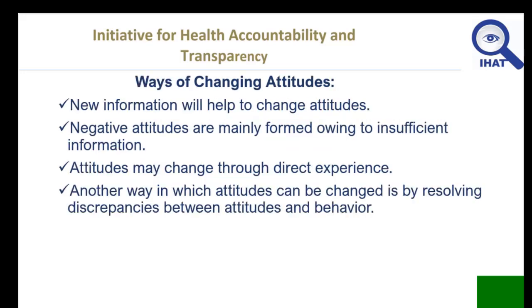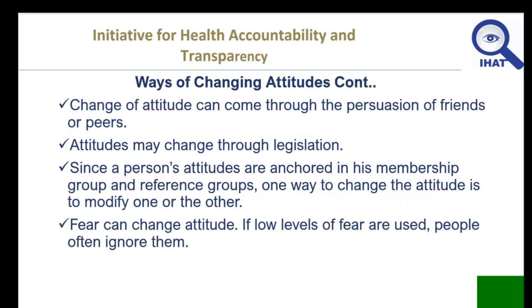Now, what are the ways of changing attitudes? Information is very important. New information will help to change attitudes. Negative attitudes are mainly formed owing to insufficient information. Attitude may change through direct experience. Another way in which attitudes can be changed is by resolving discrepancies between attitudes and behavior. Change of attitude can come through the persuasion of friends or peers or colleagues.